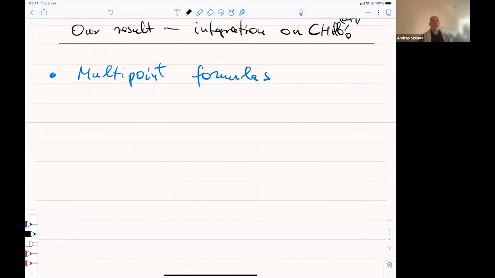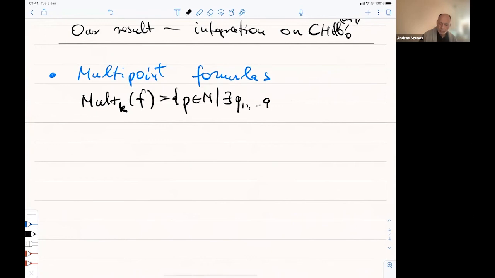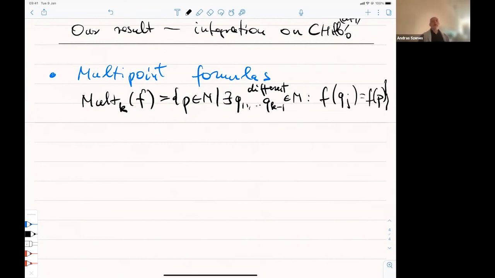Roughly the statement is the following. There are various technical issues, but in the same setup as at the beginning, I now define a multipoint locus, where K is the number of points, so it has one parameter K. This is of the function F, and this is just those points P in M for which there exist Q1 up to Q_{K-1} at different points also in M, such that F of Qj is equal to F of P. So basically, these points P need to have brothers, at least K minus 1, different from, of course, also different from P. Brothers or sisters who have the same image, right? So this is the multipoint question.